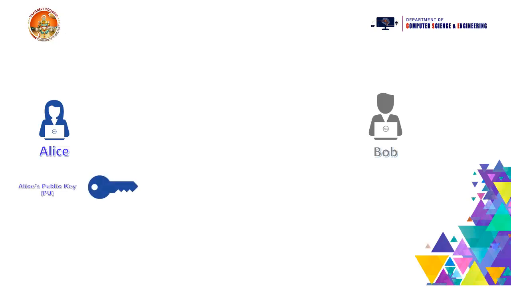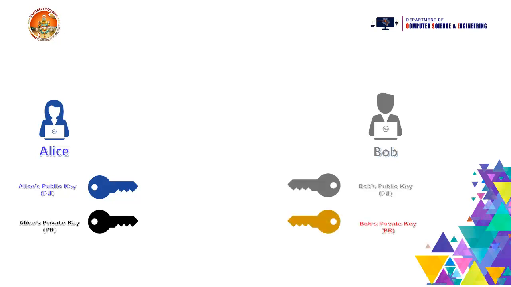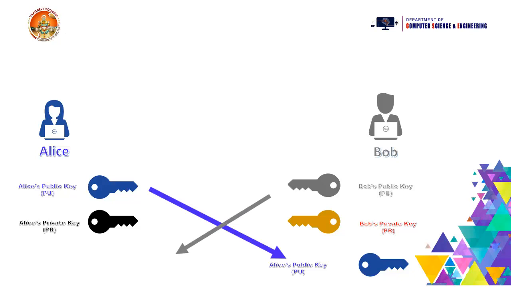We will see how public key cryptography works. Assume there are two users, Alice and Bob. Both are communicating with each other. Both users generate two keys, one public key and one private key. In the same way, Bob also generates a public key and private key. Now, Alice shares her public key with Bob. In the same way, Bob shares his public key with Alice. Both users publicly exchange their public keys.